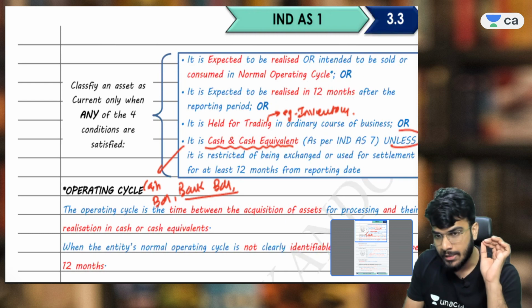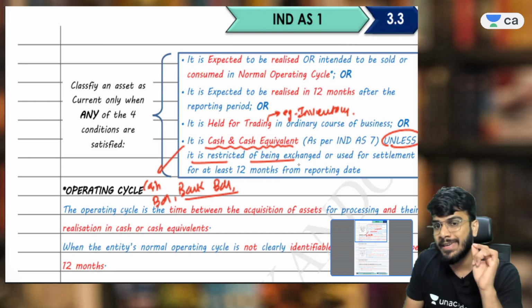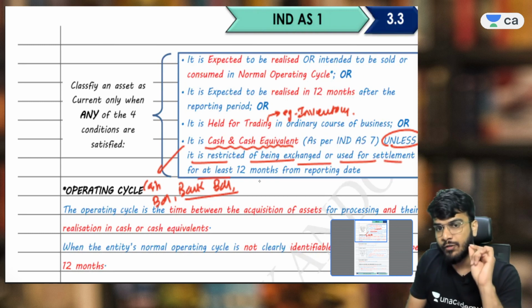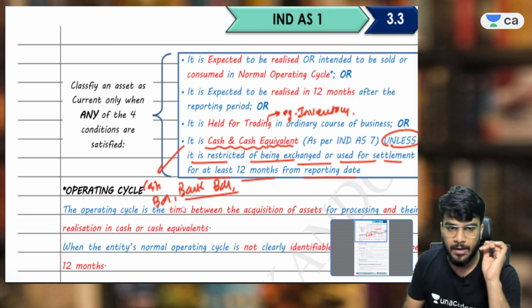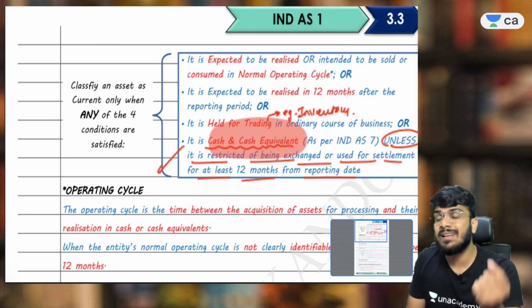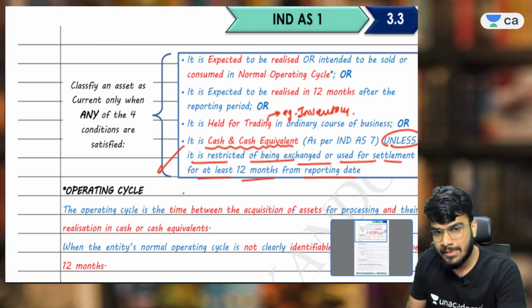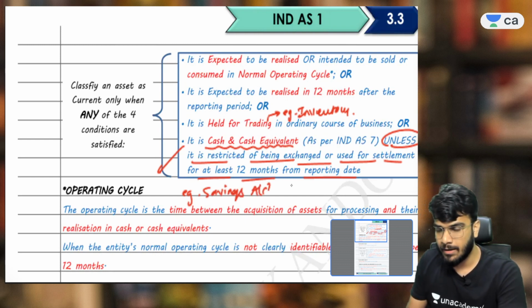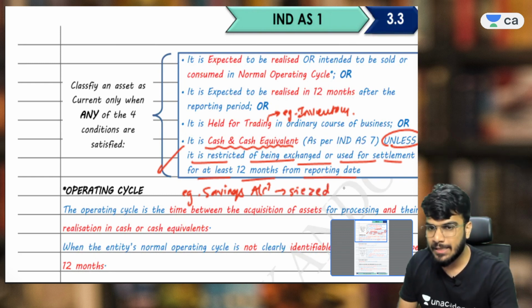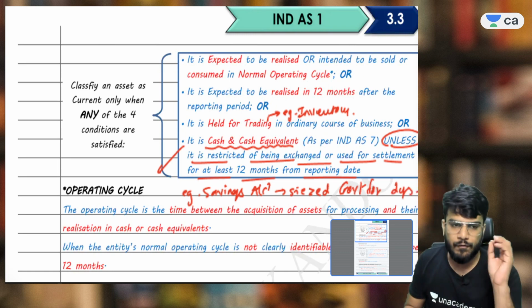But there is one exception here. The exception is unless it is restricted from being exchanged or used for settlement for at least 12 months from the reporting period. Now, what is the meaning of this? If there is any cash and cash equivalent which has a restriction on it, what type of restriction are we trying to discuss? Let's take, for example, we have a savings bank account which has been seized by the government for a period of 2 years.